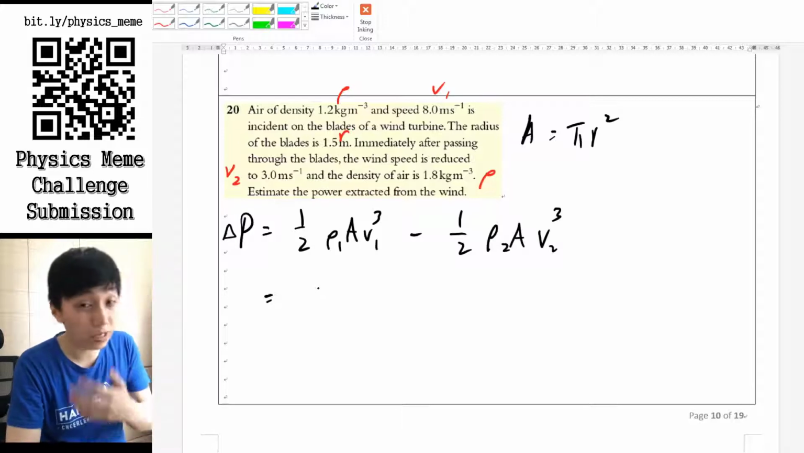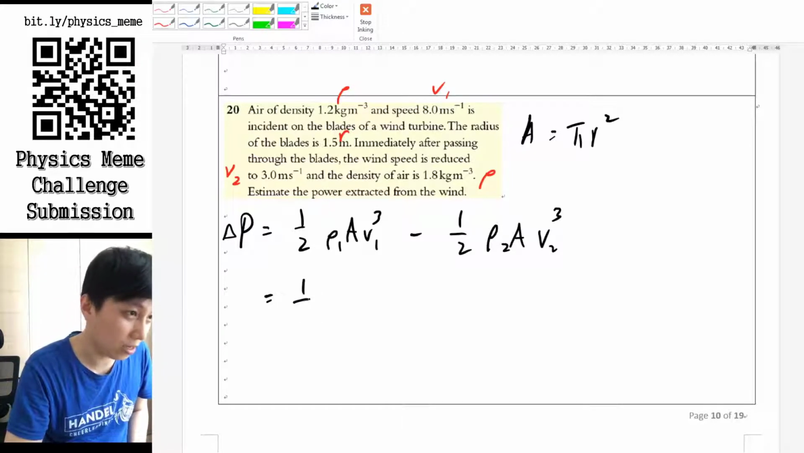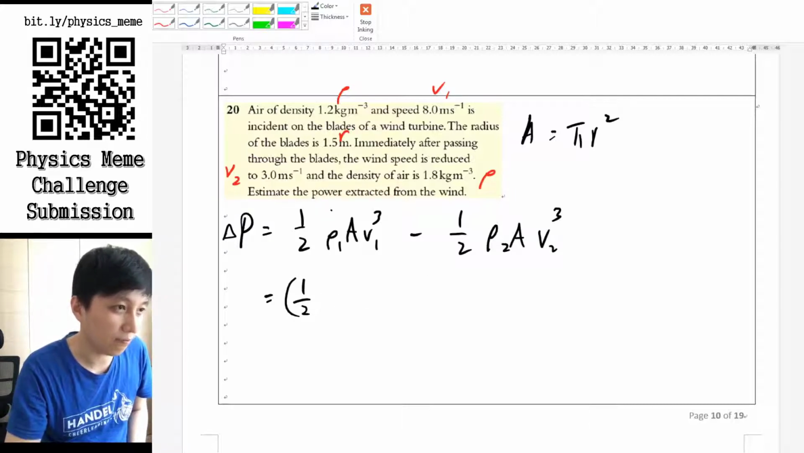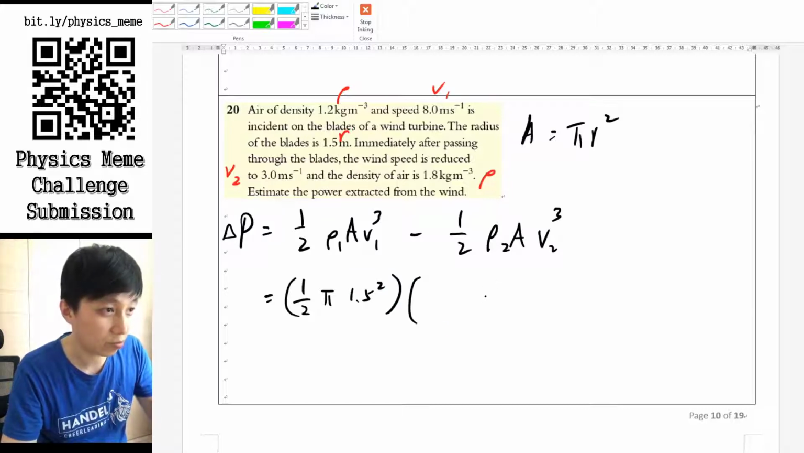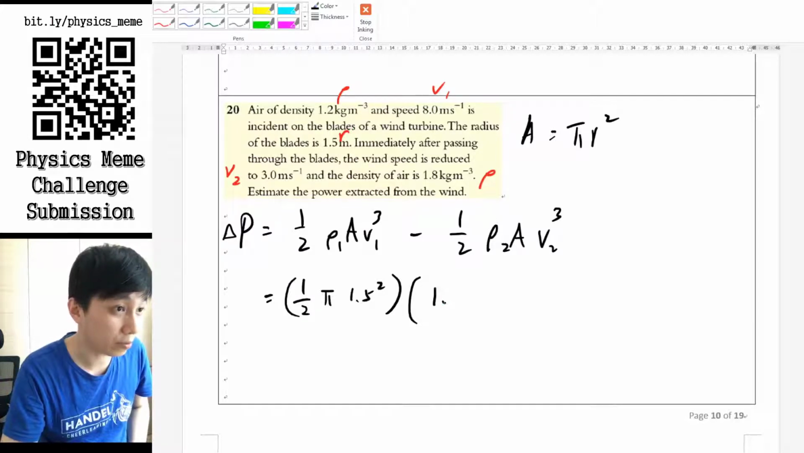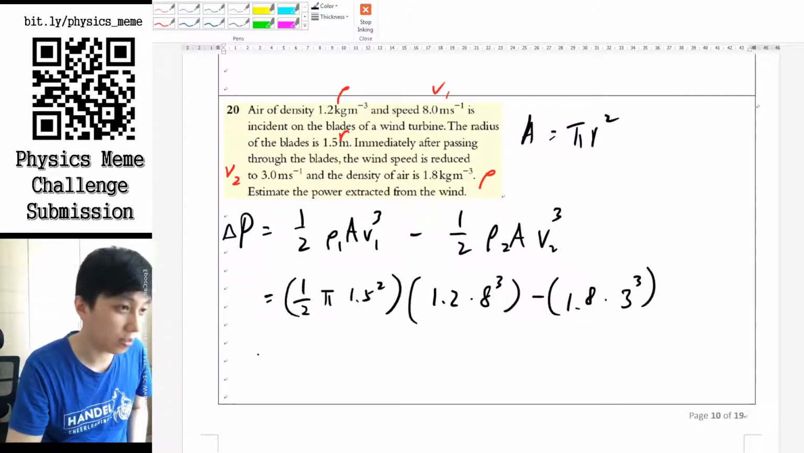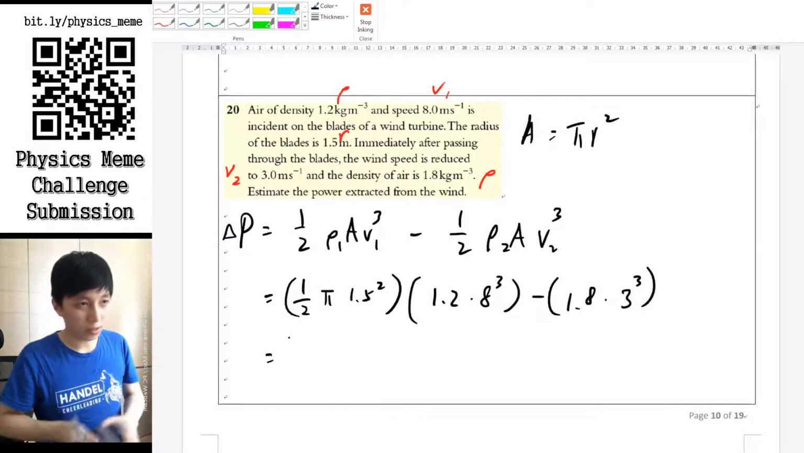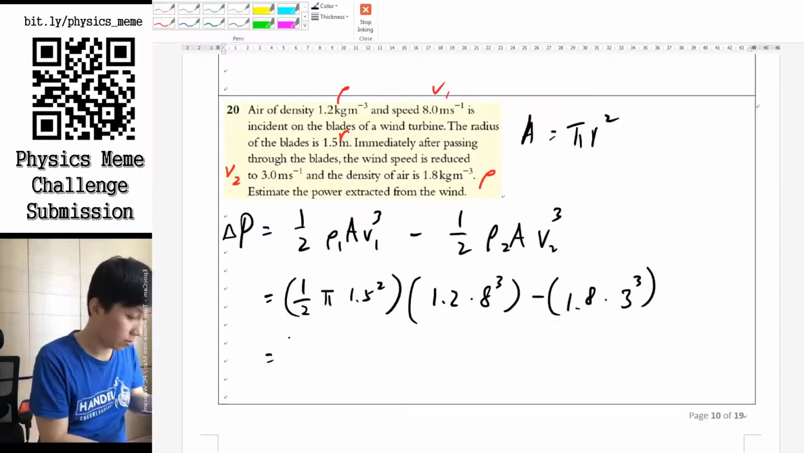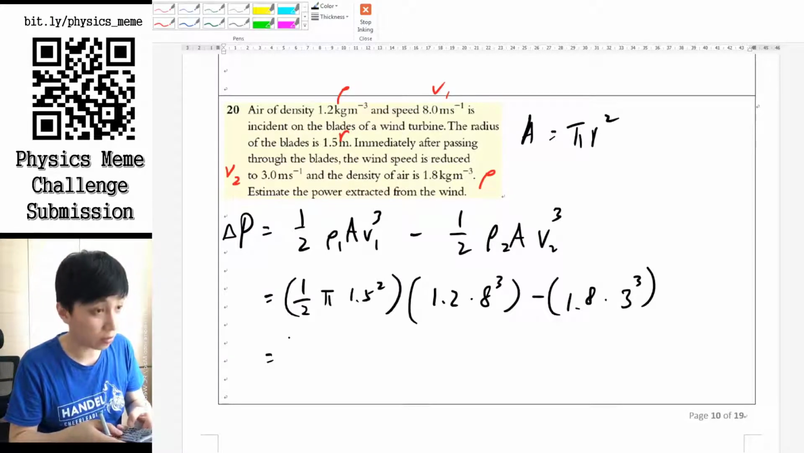If you really like to extract anything, then yeah, I guess that's okay. Then the 1 over 2A, you can extract it out. And in fact, let's just put down the number, that is pi r, 1.5 squared. And then inside, you will get the rho and also v cube. So for the first one, rho is 1.2, v is x cube minus, what is it, 1.8 and 3 cube. Alright, so then you can simply use your calculator. Then this will really be the answer. Or if you don't extract it out, that's also fine too.